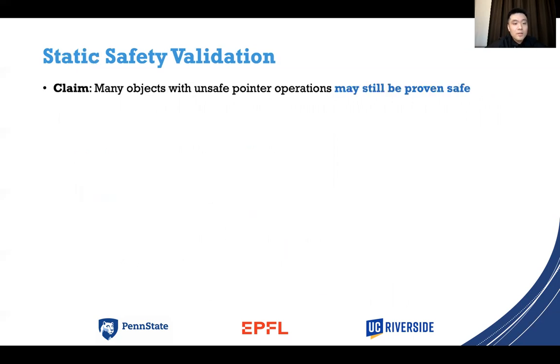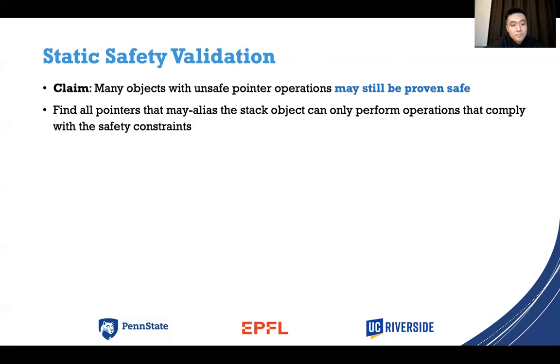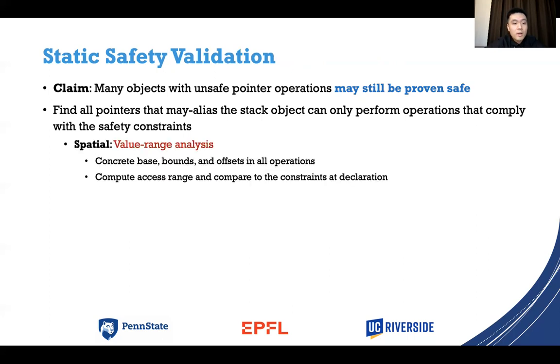Then after we computed the unsafe operations and collected all the safety constraints, the claim is many objects with unsafe pointer operations can still be proven safe. Then how do we design and utilize a validation approach to validate the safety by leveraging these safety constraints? Our static safety validation step leverages static analysis for that. For the spatial safety, we leverage a value range analysis to compute the access range of the array or structure, then compare that access range to the extracted concrete size constraint of the declaration.